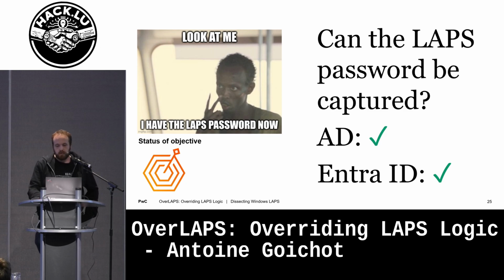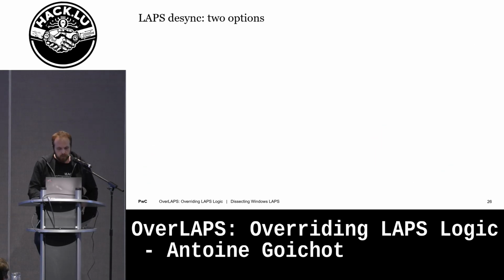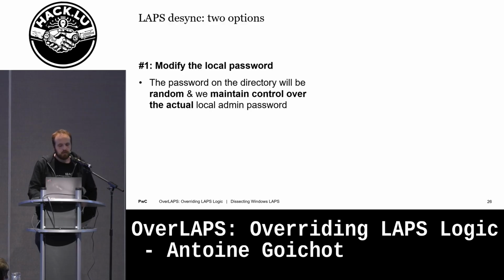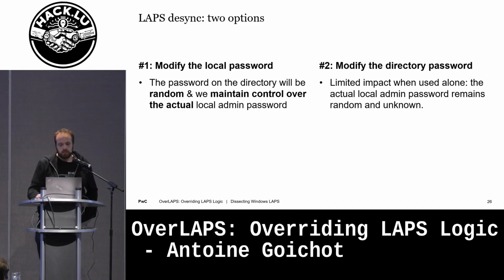So now we'll see if we can desync the password between the client and the directory. For this we have, let's say, two options. Either we modify the local password, so the password on the directory will be random, and we maintain control on the local system, or we do the opposite. We modify the password on the directory and we leave a random one on the system.